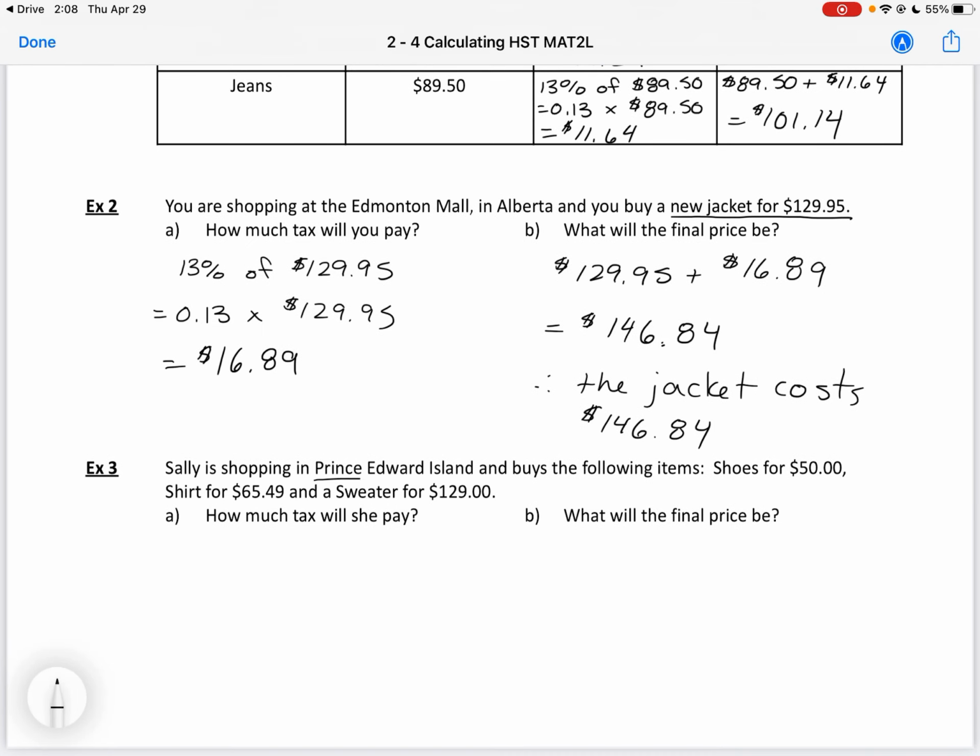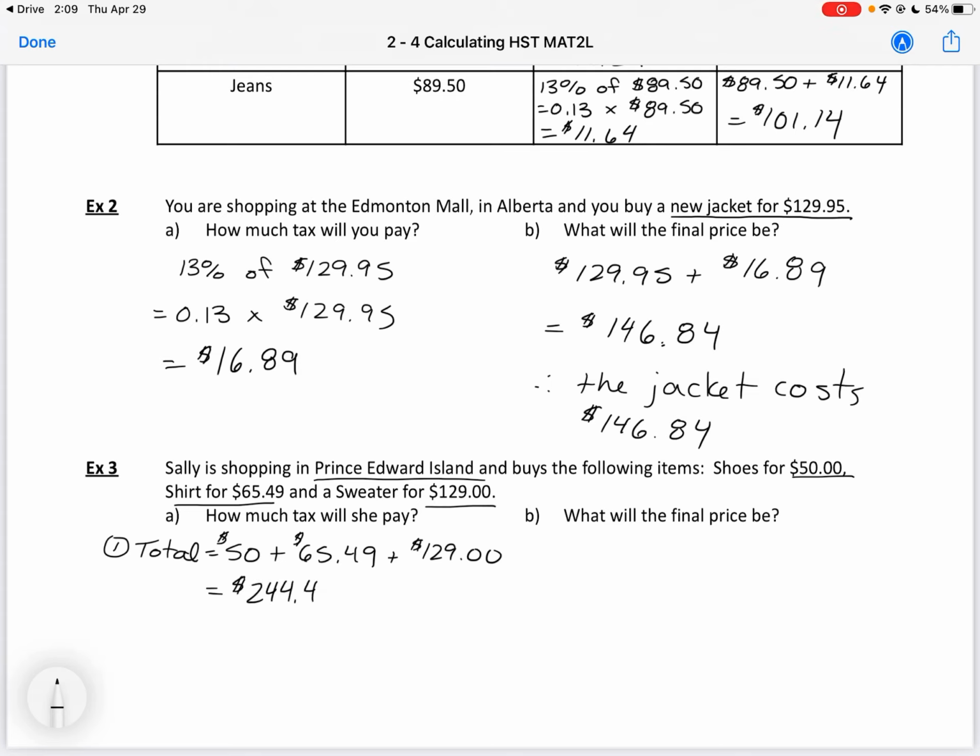Last example, Sally is shopping in Prince Edward Island and she buys the following items: shoes, a shirt, and a sweater. How much tax will she pay? Well, the first thing we need to figure out is what Sally's total is. So let's add all those items together. 50 plus 65.49 plus 129.